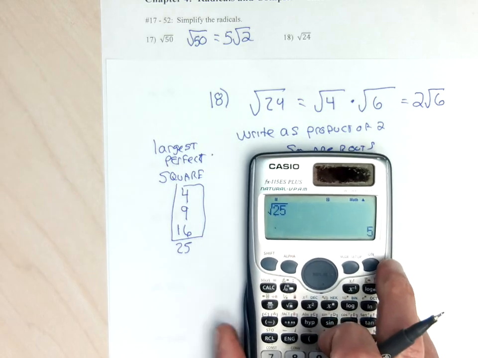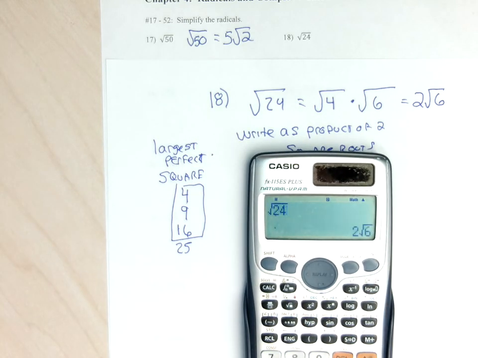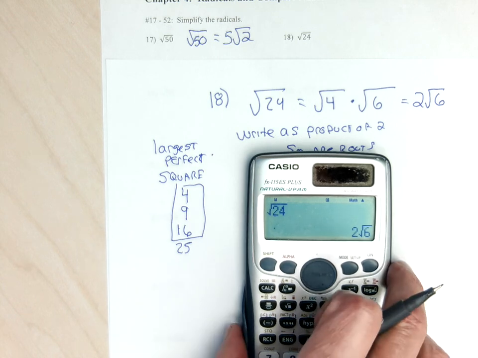The video is going to hiccup here in a second. On my calculator, if I do the square root of 24, I get 2 rad 6. I'm going to put the rest of this in a part 2 because my video is going to hiccup.